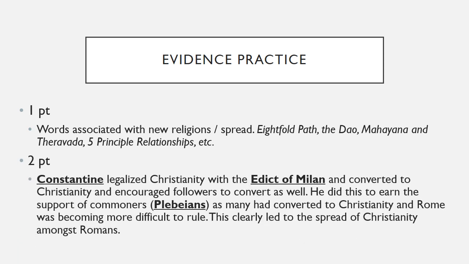So this is what 2 points would look like. Notice I've underlined some of the vocabulary terms. Constantine legalized Christianity with the Edict of Milan and converted to Christianity, encouraged followers to convert as well. He did this to earn the support of commoners, as many had converted to Christianity and Rome was becoming more difficult to rule. This clearly led to the spread of Christianity amongst Romans. Do you see the difference?